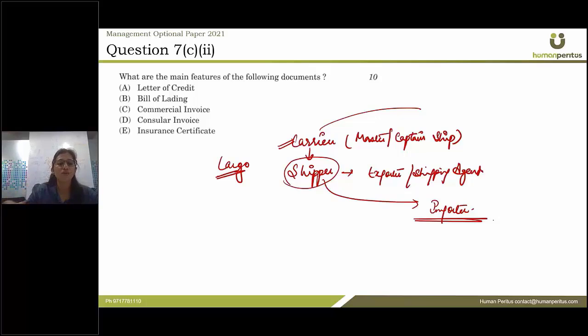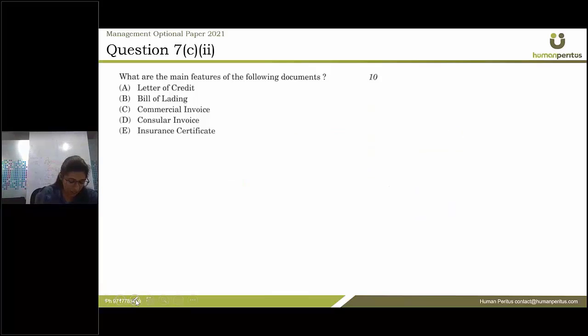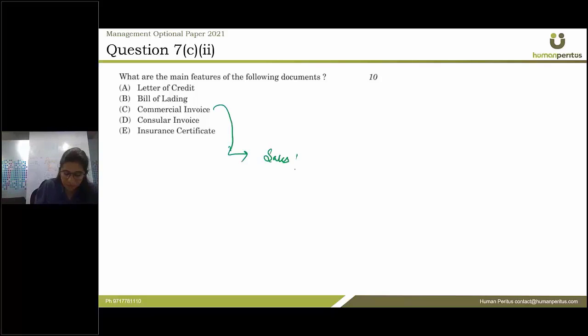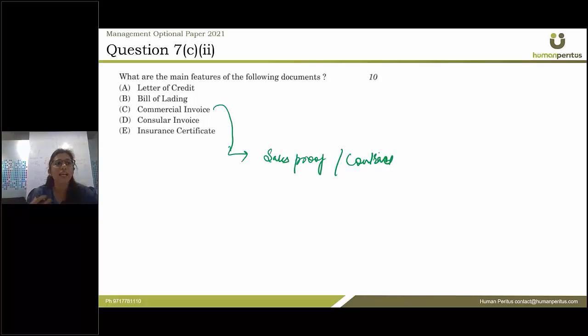Next one is the commercial invoice. See, commercial invoice, again a very easy thing. As the name itself suggests, commercial invoice basically is the sales proof, or we can say contract proof, of the trade which has happened between the importer and the exporter. Basically, it also contains details such as the name of the importer, the name of the exporter, the name of the vessel, the ports of departure and the ports of arrival, that kind of information. Now, this is being provided from the exporter to the importer.